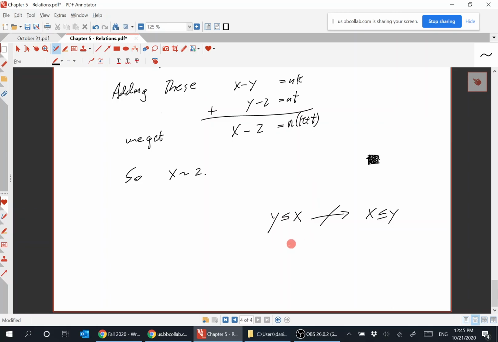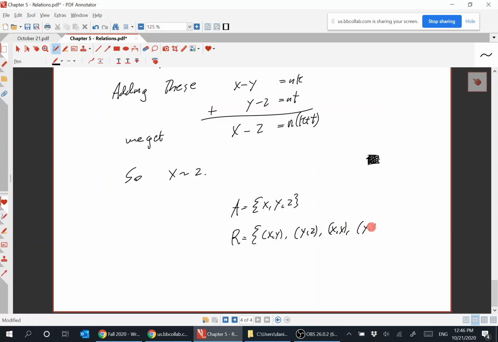I'm more particularly asking about the transitive property. Transitivity. Well, here's a relation. So A is {x, y, z}, and R is defined. You just define it to not be transitive. There it is. So x is related to y is related to z, but x is not related to z. It's not symmetric because x is related to y, but y is not related to x.